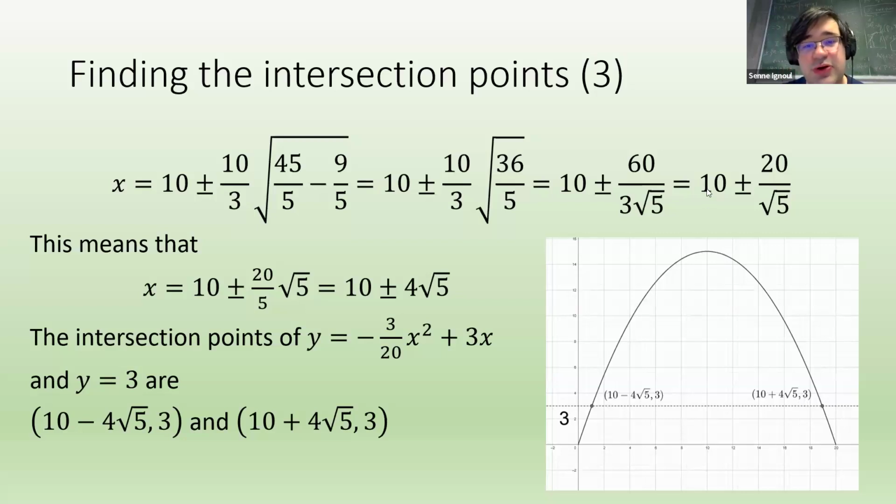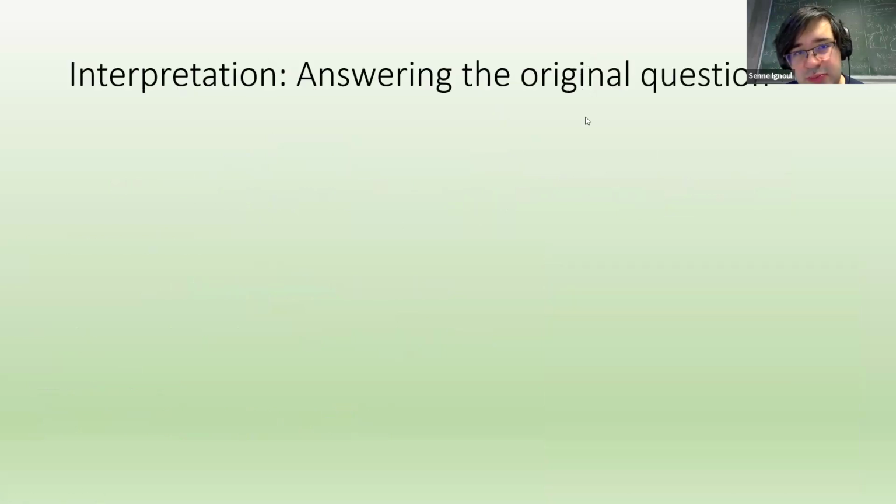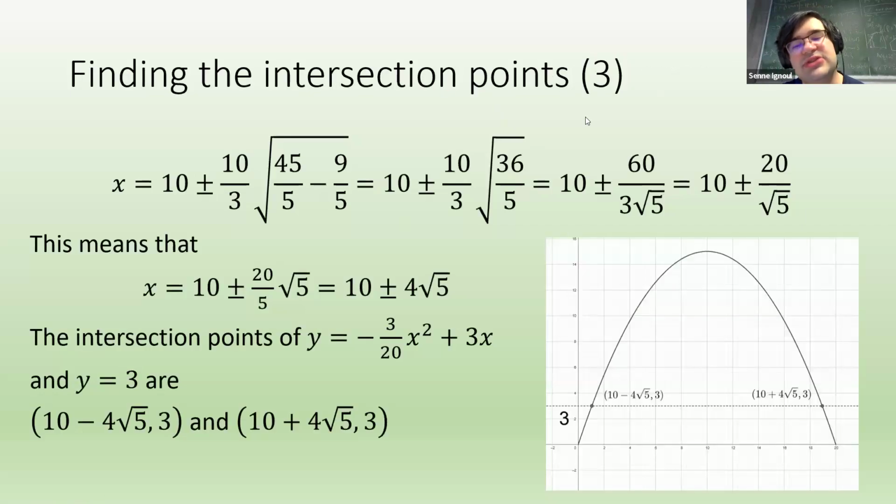So we have found the intersection points. That was the penultimate step. We only have to do one thing, and that is interpret results and answer the original question. As Keith has already told us in the beginning, we have to look at the distance and then divide it by the length of a truck. So here we need to find the distance between these 2 points.